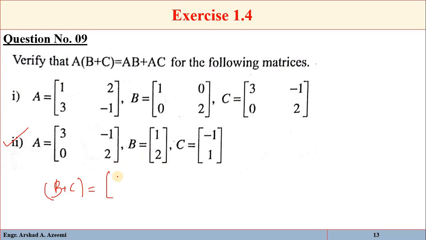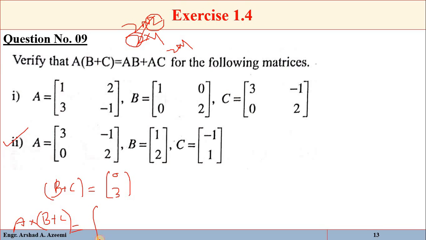So 1 minus 1 will be 0, 2 plus 1 will be 3. Now the order of B plus C is 2 by 1. The order of A is 2 by 2. So the number of columns of A is equal to the number of rows of B plus C. So the multiplication is possible and the resultant will be 2 by 1. Now A multiplied by B plus C.